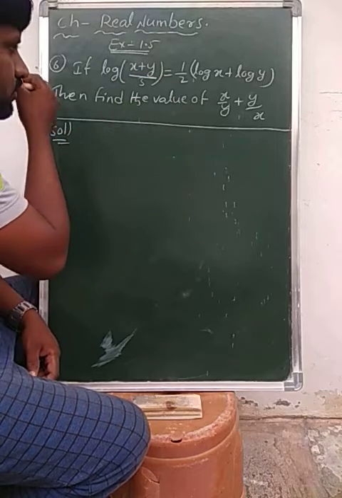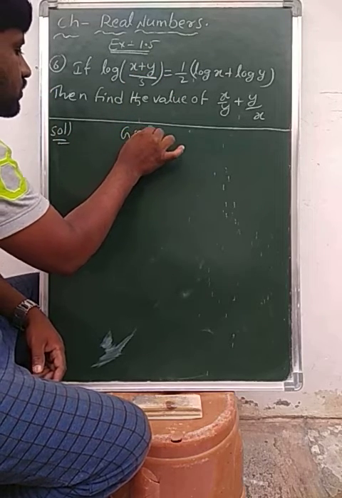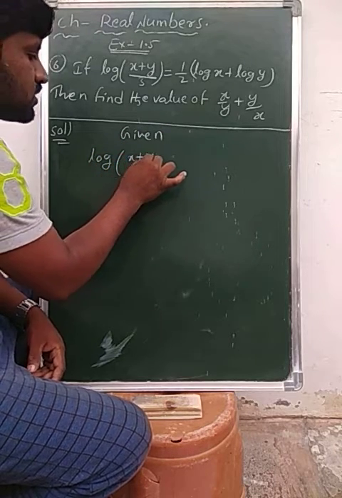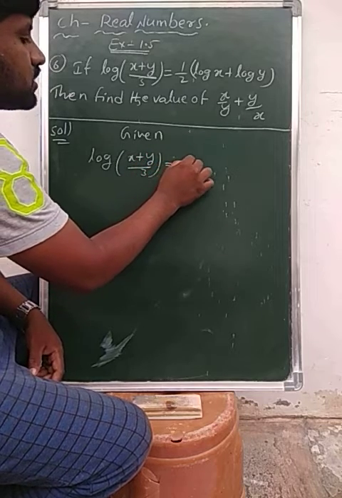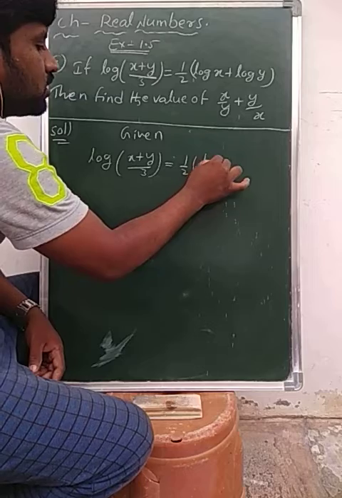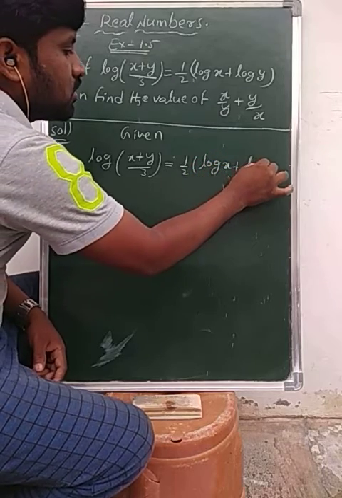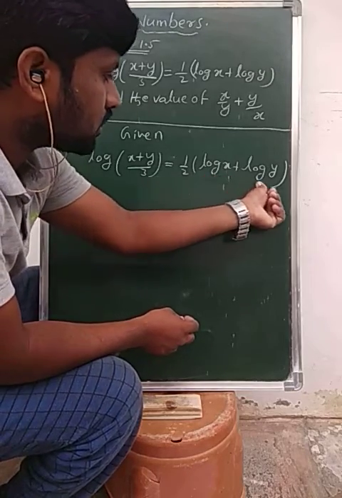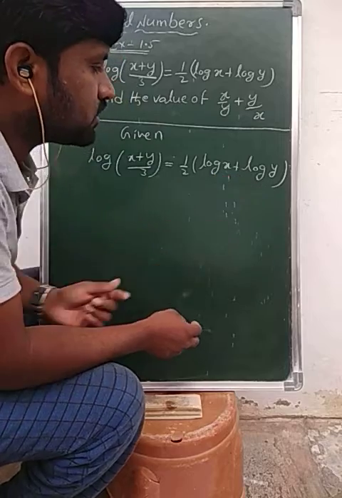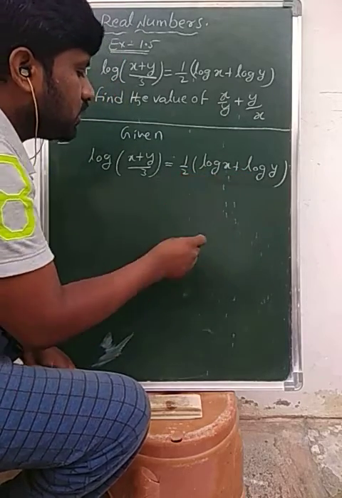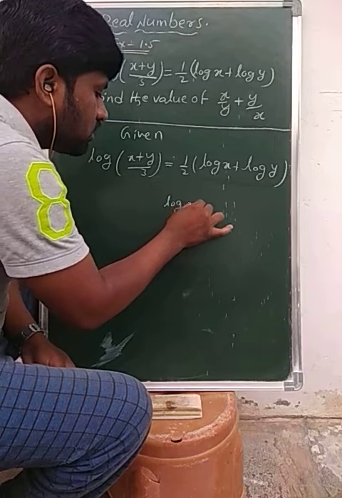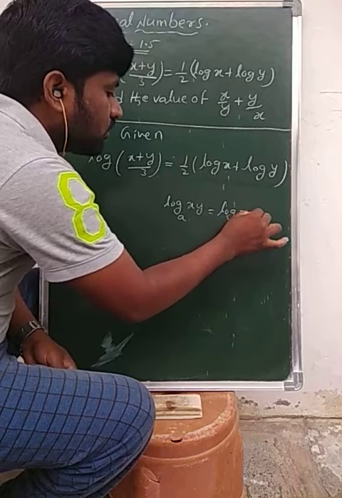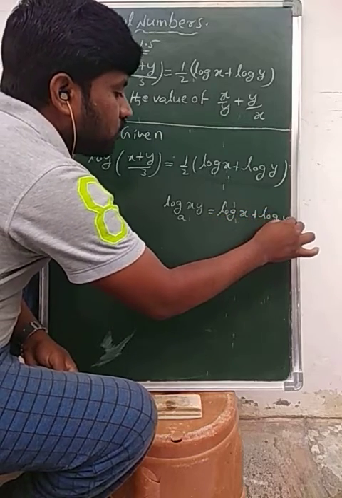So in this, what is the given data? Given: log of (x plus y)/3 is equal to 1/2 of log of x plus log of y. Observe the part in the circular bracket. It is in the form of log xy to the base a is equal to log of x plus log of y.